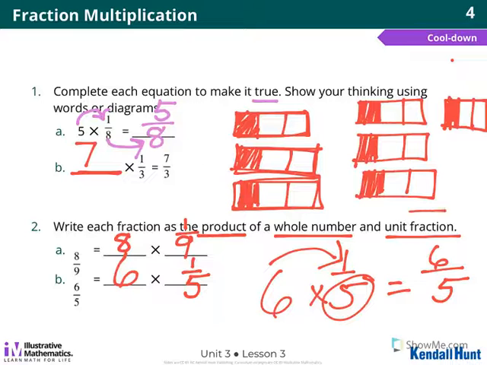All right, guys. It's really important now to know that a unit fraction has a 1 as its numerator. It's also important to know product is the answer in a multiplication problem. So let's start using that vocabulary. All right, guys.